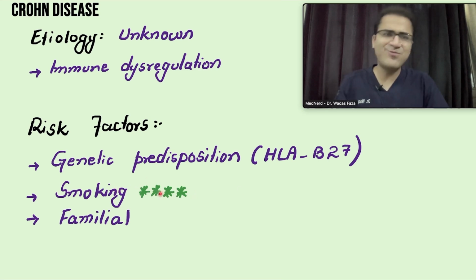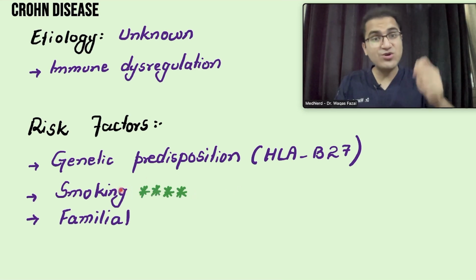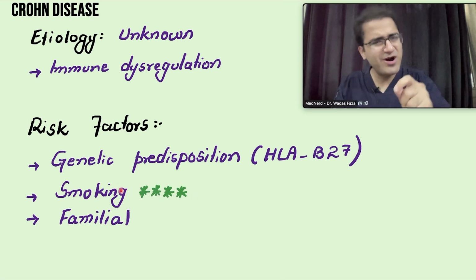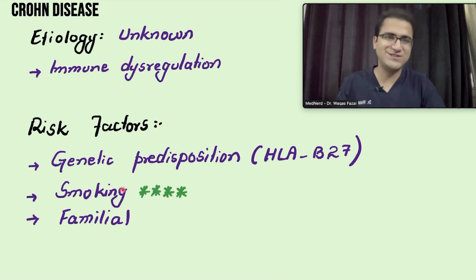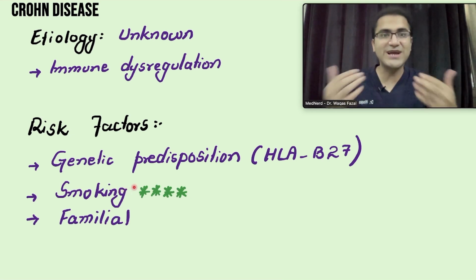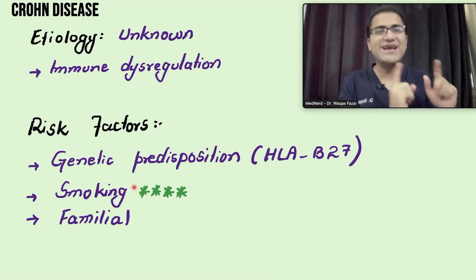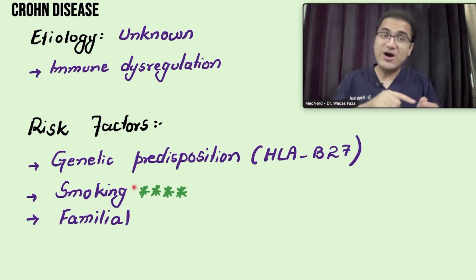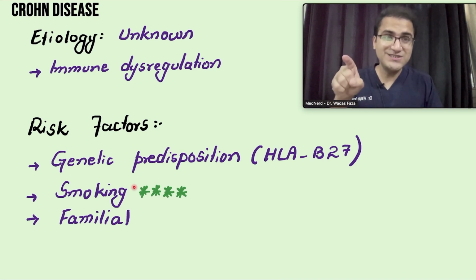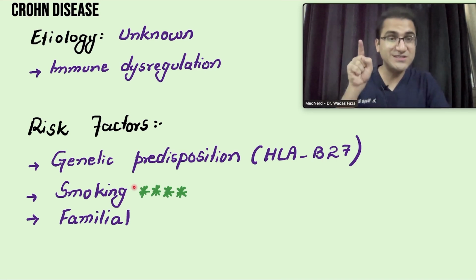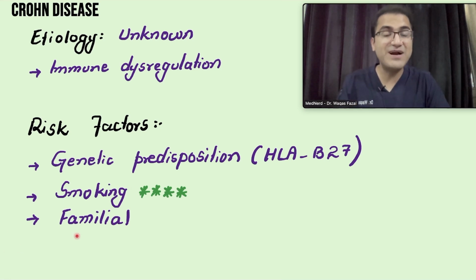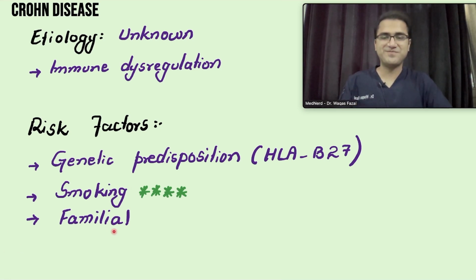Smoking is a very important risk factor. Therefore, smoking cessation is a very important part in the management of Crohn's disease. Now, if you remember, in ulcerative colitis, we discussed smoking can be protective. Ulcerative colitis is the only condition where smoking can be protective. But on the other hand, in Crohn's disease, smoking is lethal. Smoking can cause Crohn's disease. It is a known risk factor. It might even run in families.